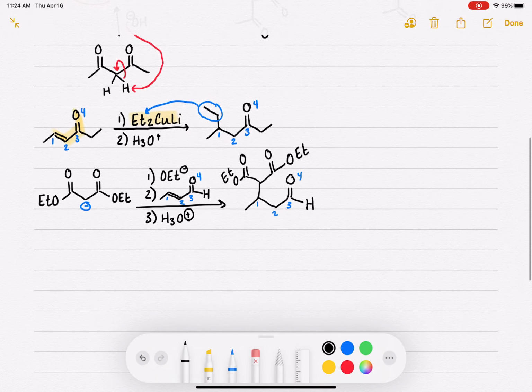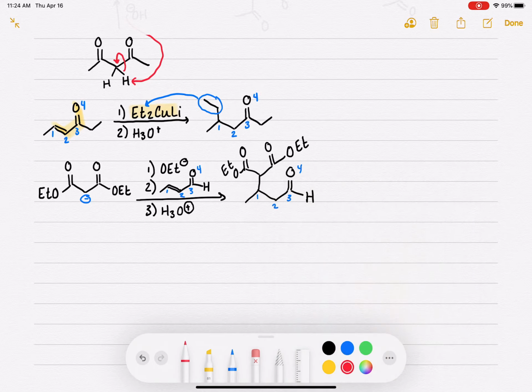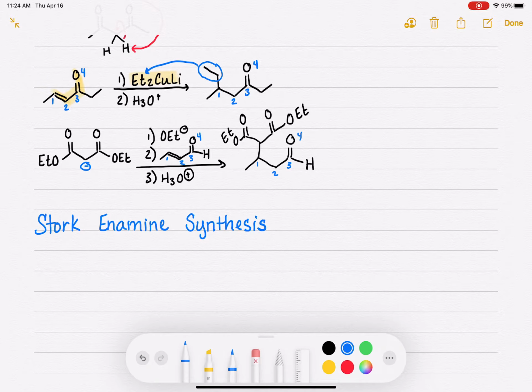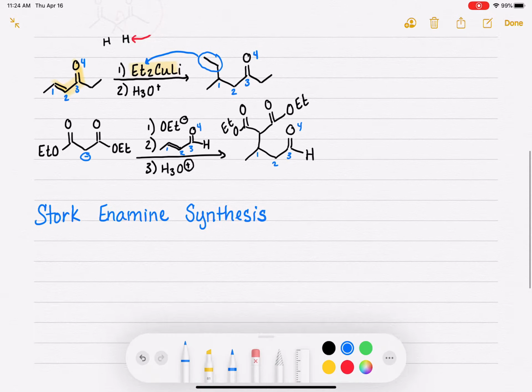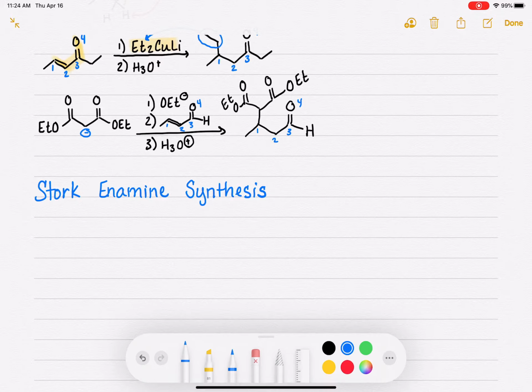The next conjugate addition reaction that I'm going to show you guys is called the Stork Enamine synthesis. And the Stork Enamine synthesis is just a variation of the Michael addition reaction. It is a Michael addition reaction that just uses a different nucleophile. So what I'm going to do first is show you the overall reaction, and then we're going to talk about how it's different and why it works.